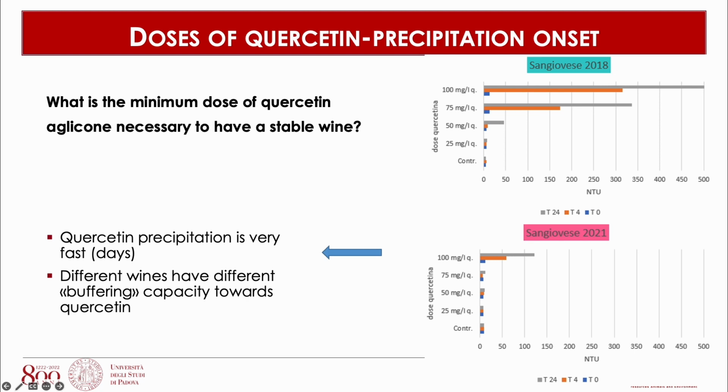eliminated the reservoir. But what can change are the colloids. So this wine can become unstable, not due to an increase of quercetin, but also to a decrease of protective colloids. This is an open question.